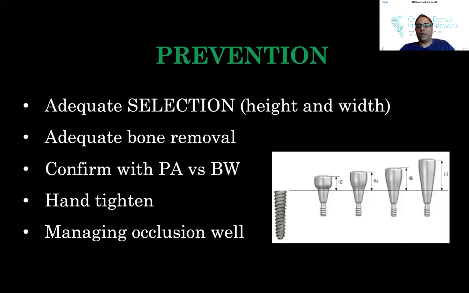Manage occlusion well, making sure that you're out of occlusion. So this is a case where the healing abutment is not seated. Again, you'll see these little ledges of bone on either side of the implant. By removing that ledge, you can then go ahead and seat your healing abutment. Now remember, the taller the healing abutment, the narrower it stays. So you can always go to a taller healing abutment if you feel like it's not seated.